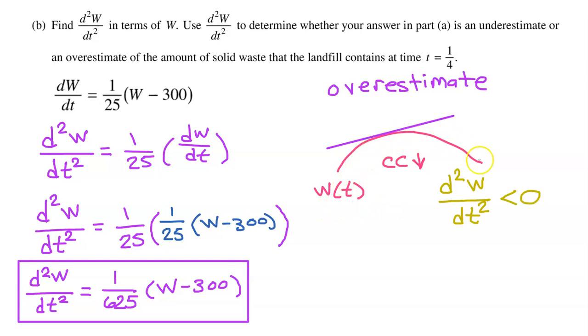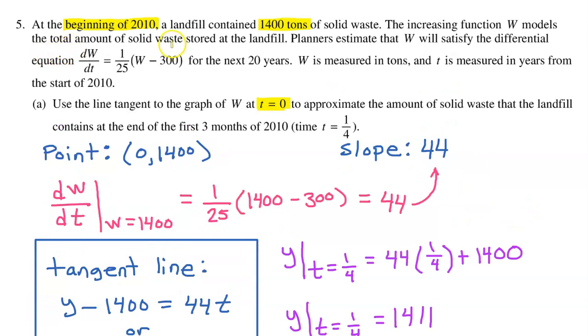W will be concave down when the second derivative is negative. In the setup of the problem, we are told that there are 1,400 tons of solid waste at the beginning of 2010. That's time t equals 0. We are also told that W is an increasing function. So we're starting at 1,400 tons and it's only increasing.